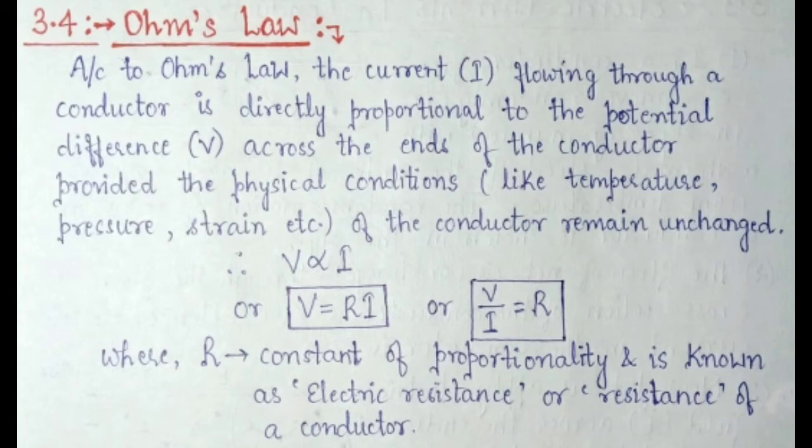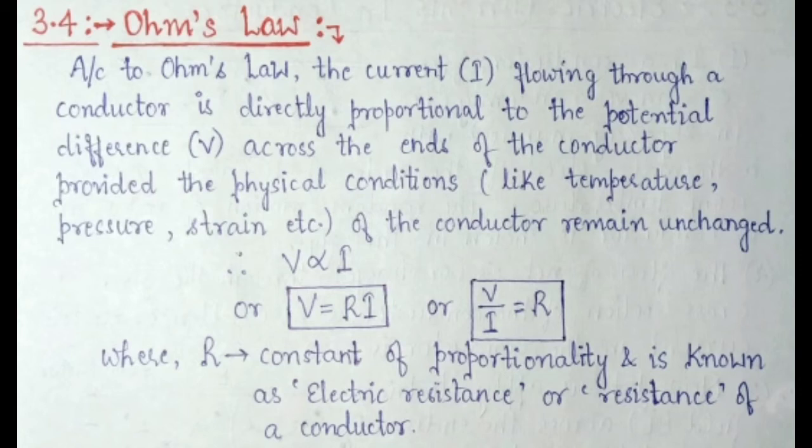Here in the first point the definition of Ohm's law is written. According to Ohm's law, the current flowing through a conductor is directly proportional to the potential difference across the ends of the conductor, provided the physical conditions like temperature, pressure, strain, etc. of the conductor remain unchanged. So the main thing is that the current is directly proportional to the potential difference, where the current is denoted by I and the potential difference is denoted by V.